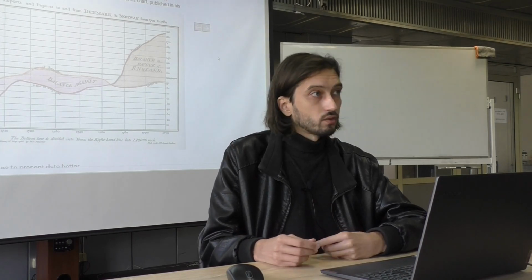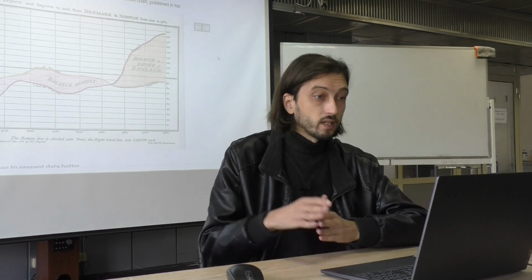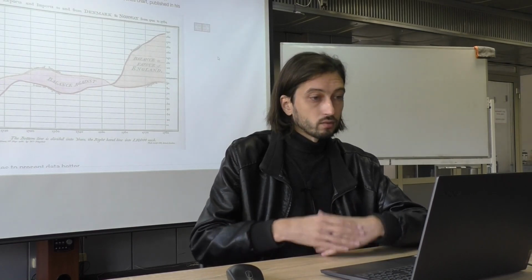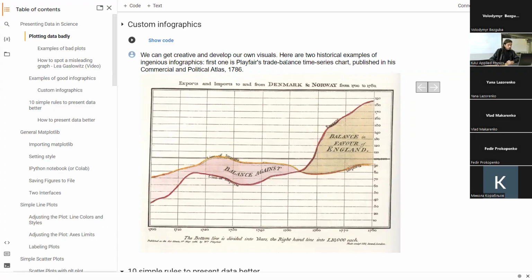So he doesn't need to refer to different parts of the image or search for something in the text and so on and so forth. He just looks at the plot and understands what message you are trying to bring to him. So here is a historical example of really nice infographics. It's one of the first Playfair trade balance time series charts. It was published in the Commercial and Political Atlas in 1786.